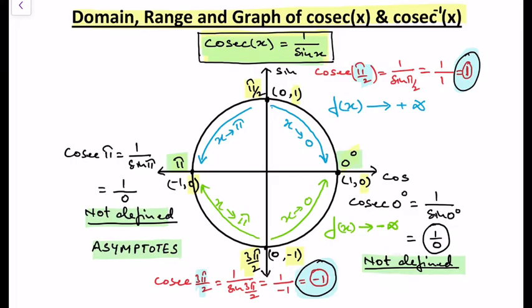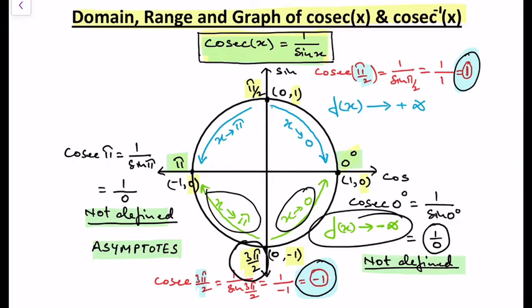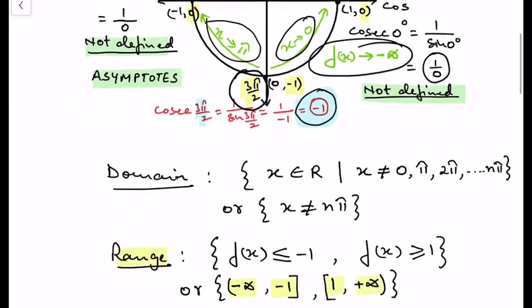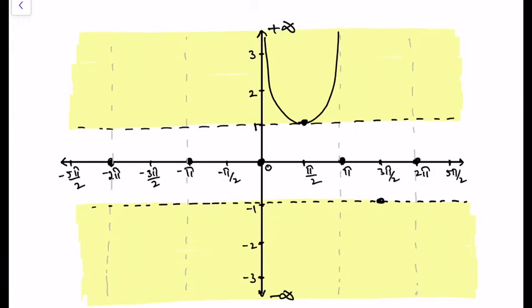Now at 3 pi by 2, if x is approaching towards 0 or it is approaching towards pi, in both cases f(x) will approach towards negative infinity. So at 3 pi by 2, if x is approaching towards pi or it is approaching towards 2 pi, in both cases f(x) will be approaching towards minus infinity.